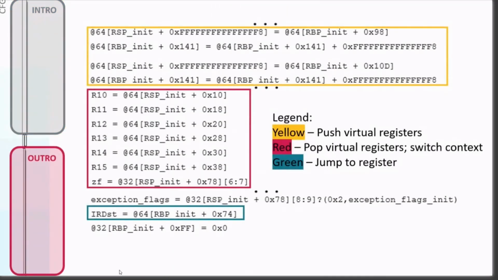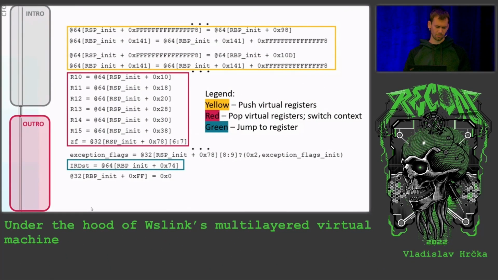And what does outro look like? We basically need to perform the context switch again, back from virtual context to the native one, and we can see that the values are pushed onto the stack and subsequently popped onto the native registers, and the next instruction is determined by one of the registers, which means that it jumps to one of the registers.